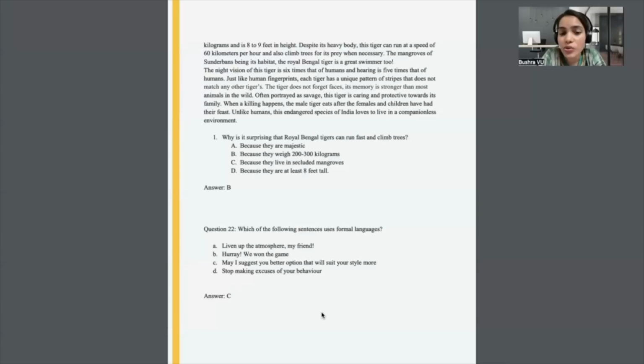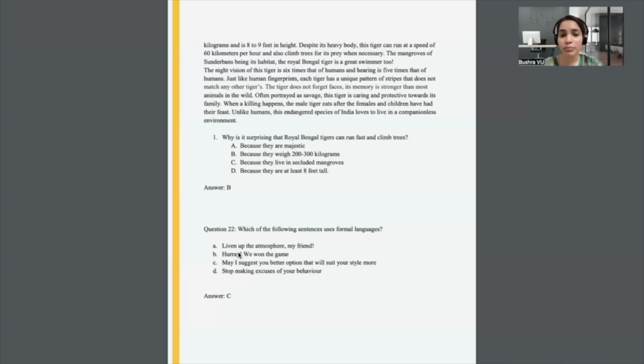Why is it surprising that Royal Bengal tigers can run fast? Because they're heavy, right? This is what the sentence is: despite its heavy body, the tiger can run at a speed of 60 kilometers per hour. Because they're majestic? No. Because they weigh 200 to 300 kilograms? Yes. Because they live in secluded mangroves? No. Because they're all at least 8 feet tall? No. We're talking about despite its heavy body. That's why, because of the weight. Correct answer is B.